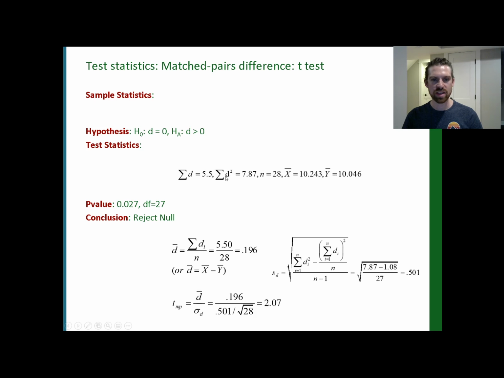Thankfully, we've calculated the sum of the d squared values, which is 7.87. So we put that in here and we subtract this 108 value, which is basically the squared sum of the di values divided by the number of samples.